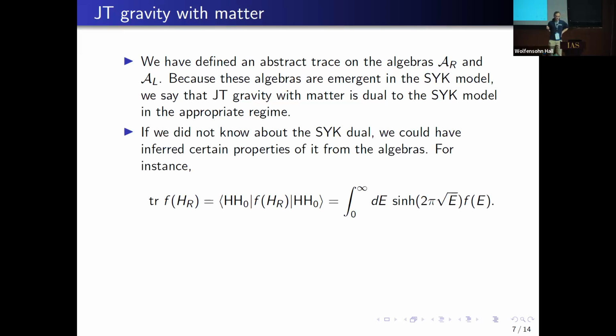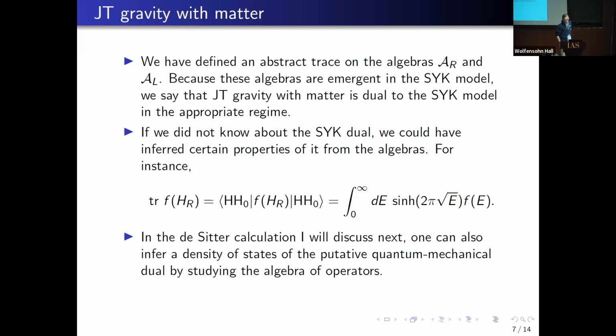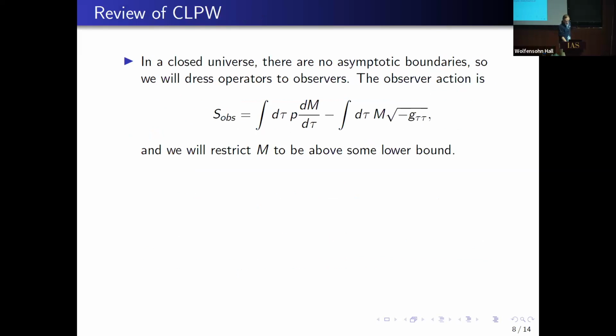Now, if we didn't know about this, we could still infer certain properties of the dual from the algebras. So for example, to compute the density of states, we simply compute the trace of some arbitrary function of the right Hamiltonian, which is just the expectation value in the infinite temperature Hartle-Hawking state, and then we can read off this density of states. And so in the de Sitter calculation I'm going to come to just now, one can also infer a density of states of the putative quantum mechanical dual by studying the algebra of operators. Okay, so if there are no questions up until this point, I'll move on to the de Sitter side of the story.